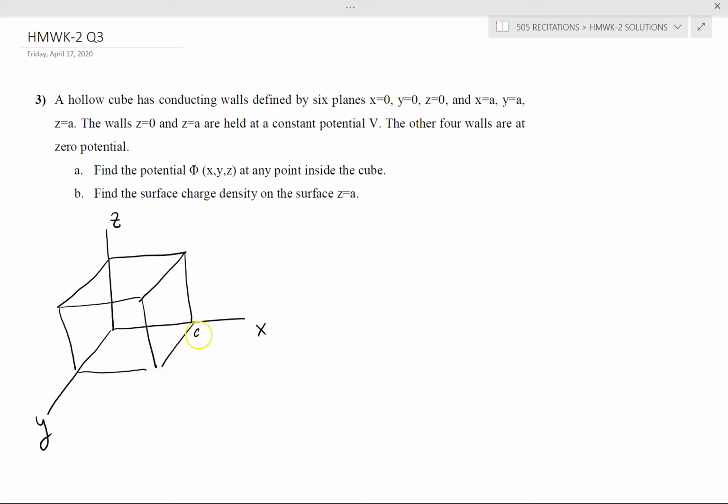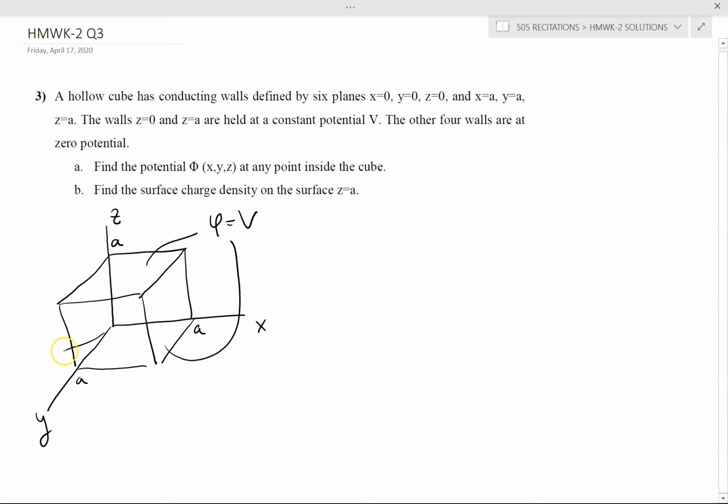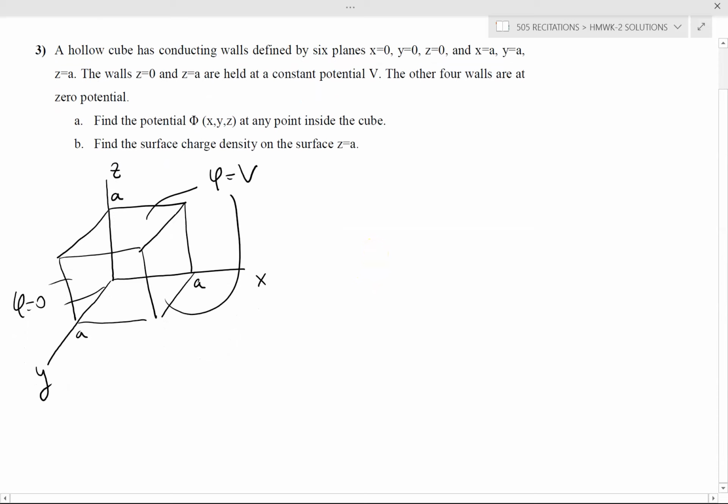We have a cube, and the upper and lower surfaces of the cube are at a constant potential denoted by V. The other surfaces have a potential of 0. Given these circumstances, we need to find the potential at any point inside the cube, and then by using that potential distribution, we would like to find the surface charge density on the upper side of the cube.